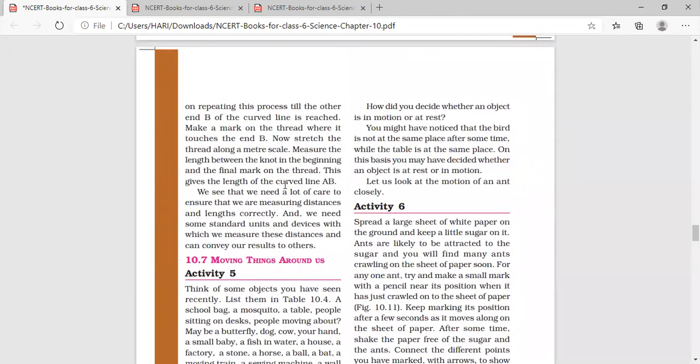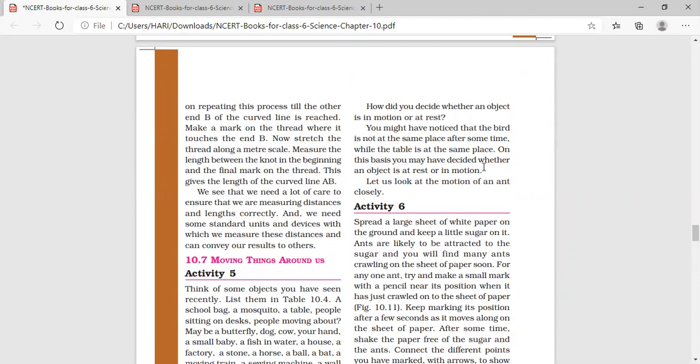Okay. Now, how did you decide whether an object is in motion or at rest? You might have noticed that the bird is not at the same place after some time, while the table is at the same place. On this basis, you may have decided whether an object is at rest or in motion. When can we say that an object is in motion?